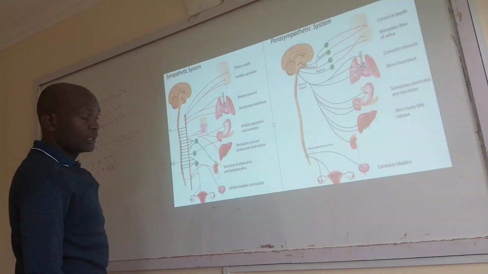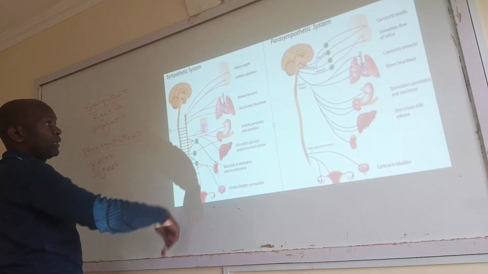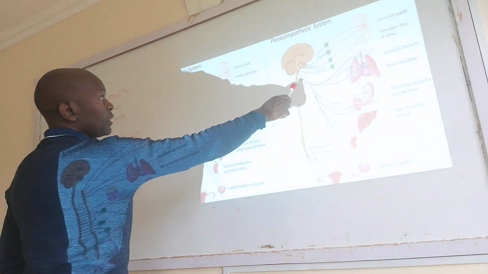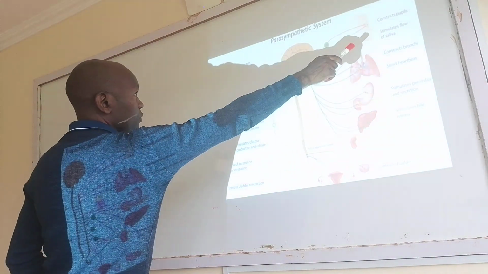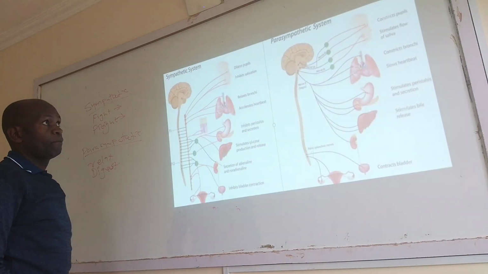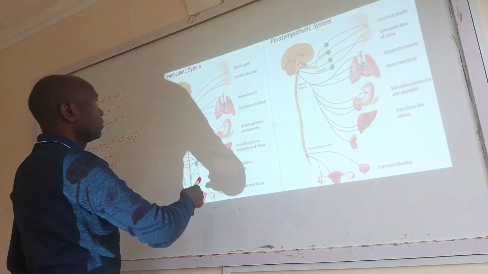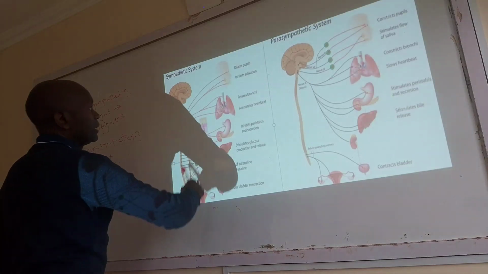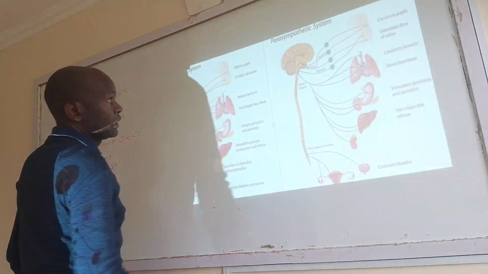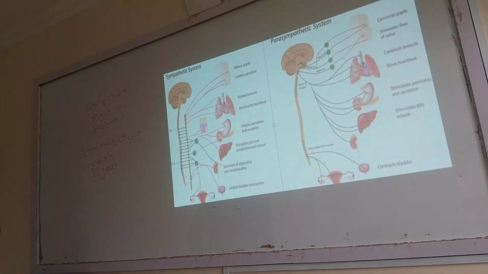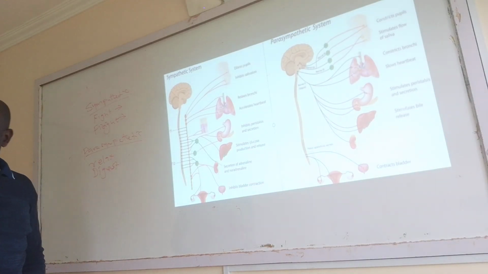Parasympathetic does quite different from what the sympathetic does. For example, instead of dilating the pupils, it constricts the pupils. When we talk of the bronchi, when the sympathetic is relaxing the bronchi, the parasympathetic is constricting the bronchi, and so on and so forth.